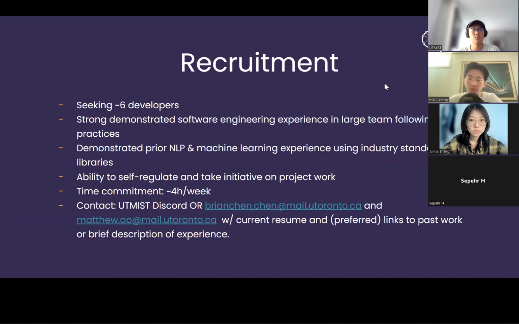So if you're interested, please contact me, Matthew, or my teammate, Brian, on the UTMIST Discord or through the email addresses listed on screen. And so I'll just give you some time to note that down or take a screenshot or something. But yeah, that's everything I have for you, and I'm excited to work with whoever's excited to apply.